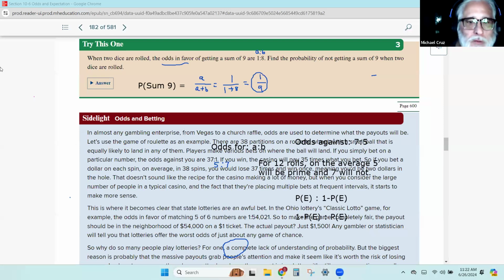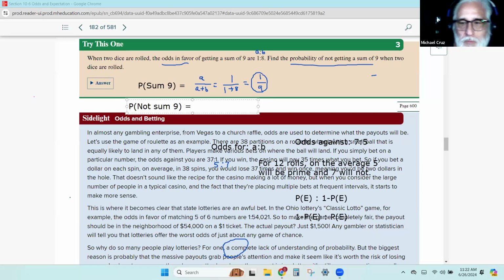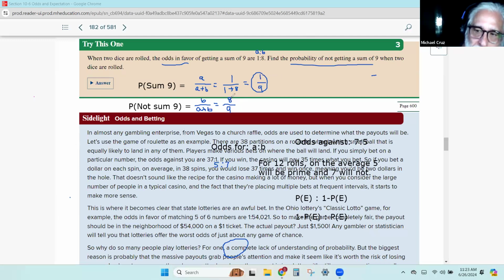Now, here's what they asked for, because what they want is not getting a sum of 9. So what it's going to be is just going to be the B up here. And then we still have the A plus B down there. So that's still going to be 9. Oops. 9 down there. And 1 from 9 is 8. Okay. The complement of 1/9 is 8/9. And like I said, the real quick, cheap, easy way to do it, 1 from 9 is 8. And that's our new denominator. So this is what they wanted.